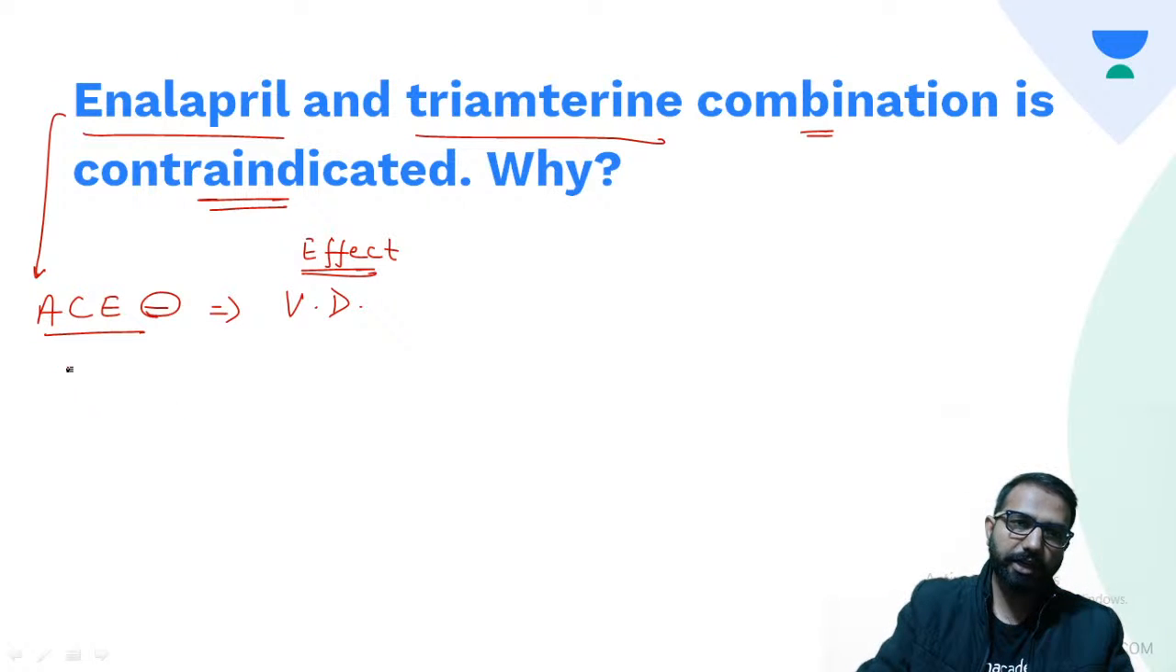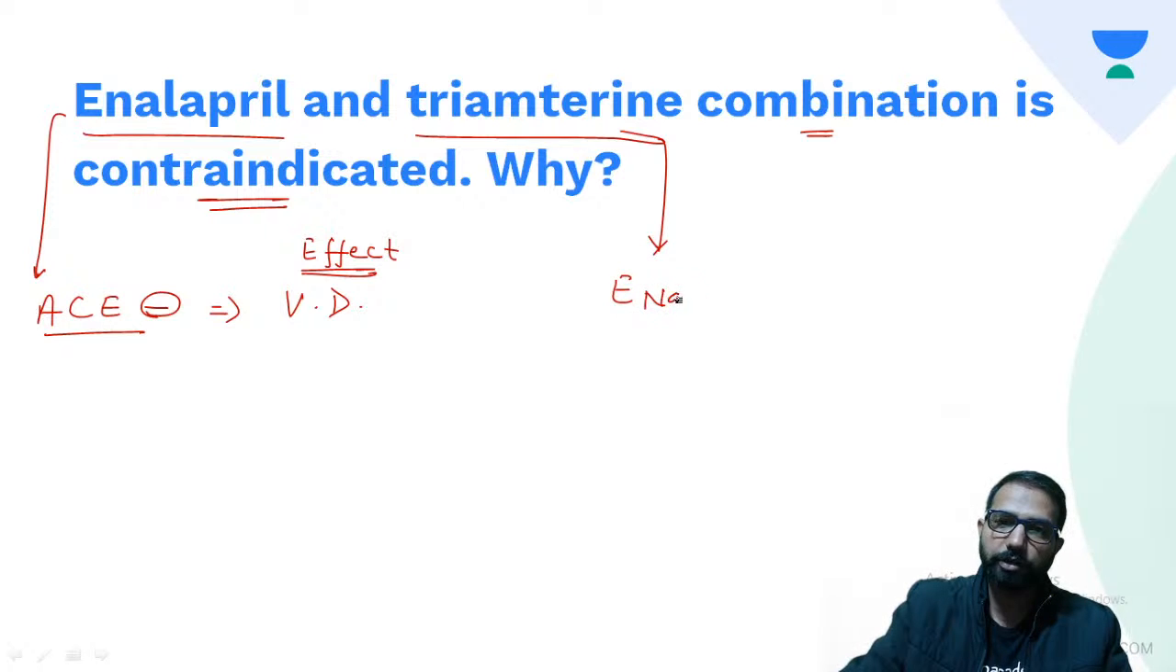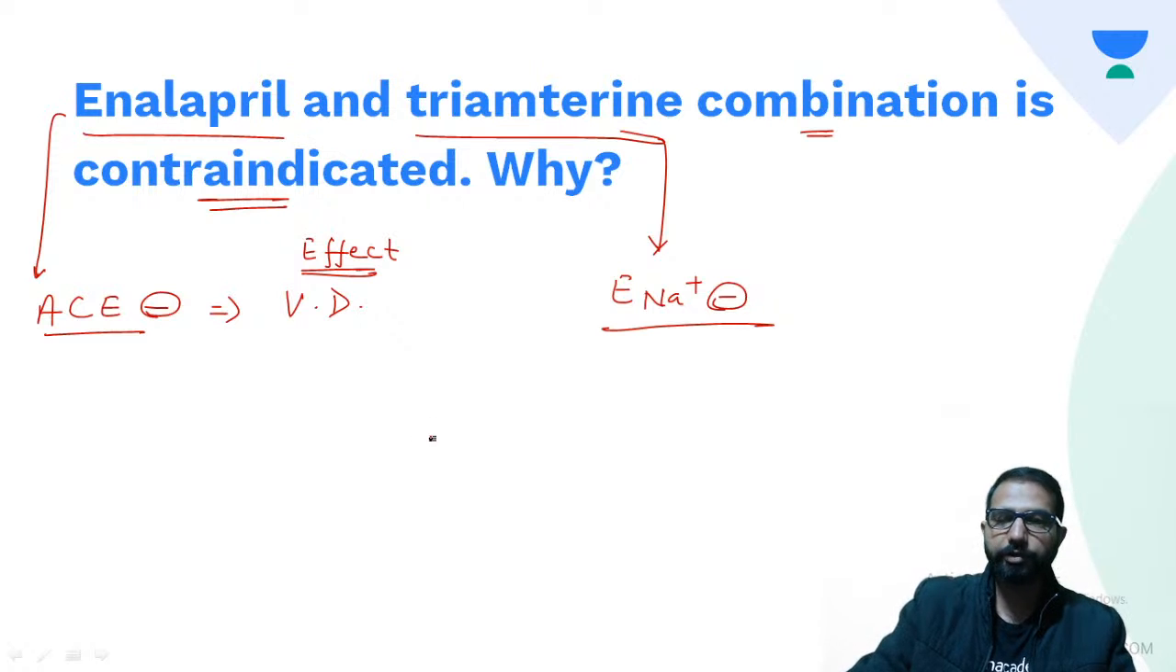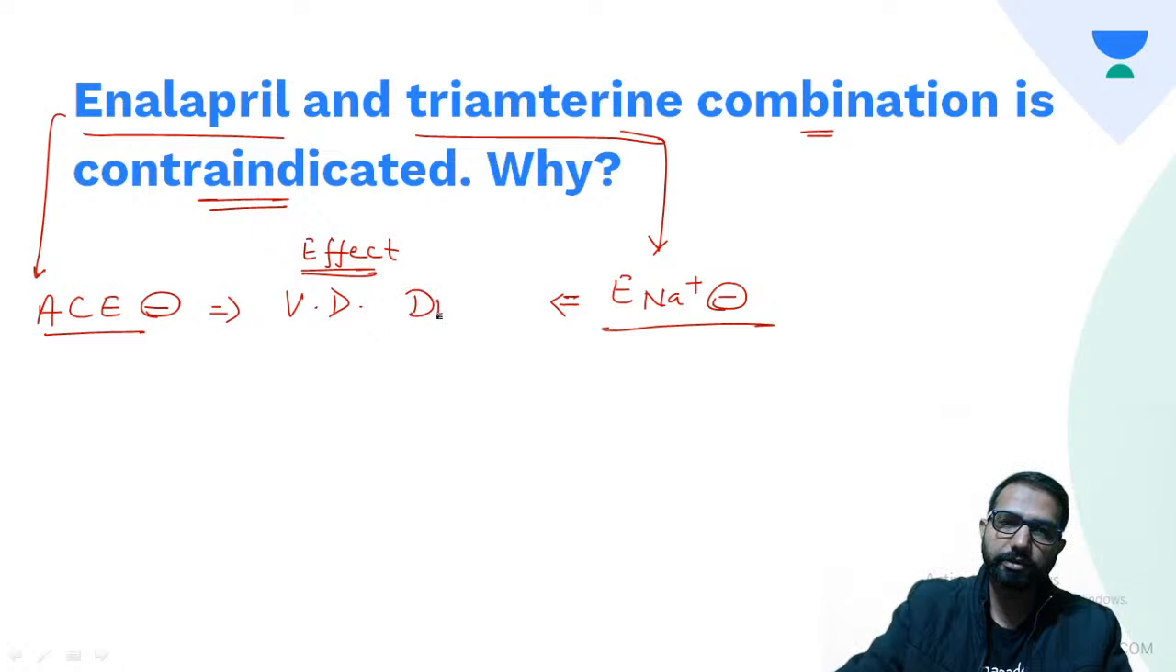If you talk about triamterene, that is an epithelial sodium channel blocker, it's a diuretic. So when we use the epithelial sodium channel blocker, what is the effect? It is causing diuresis. So it's a diuretic, right? So both the effects can be combined.